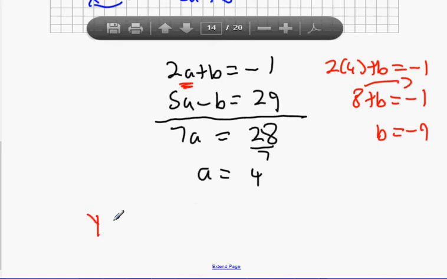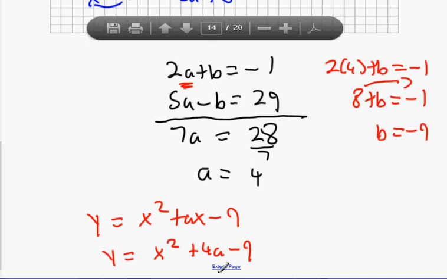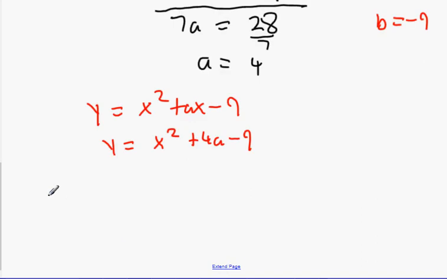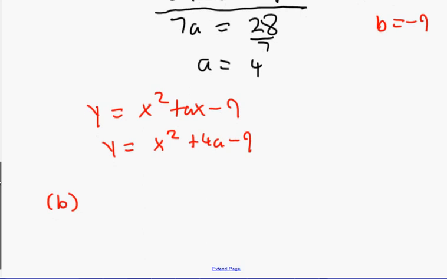What is the function now? The function used to be x squared plus ax minus 9. It's now going to be, anybody? X squared plus 4x minus 9. Okay. Now, here's the problem here, okay? With part 3 we're on now. Part 3.